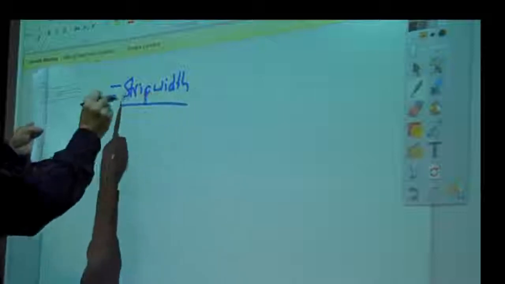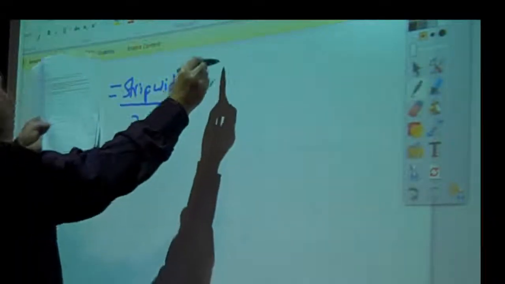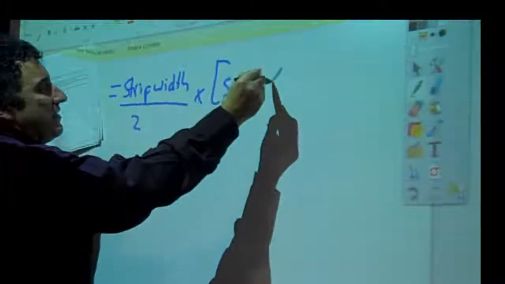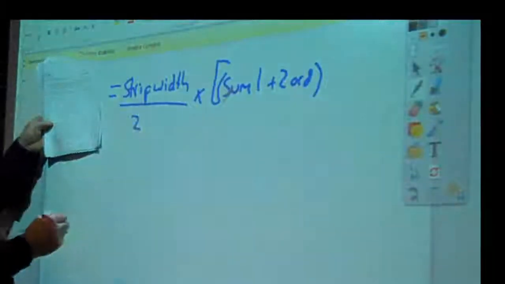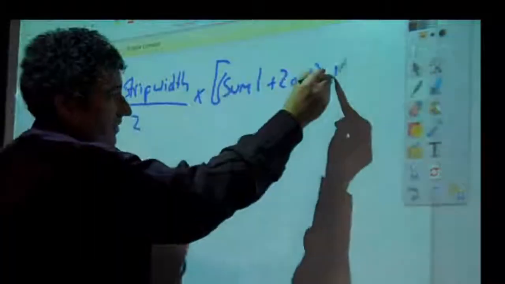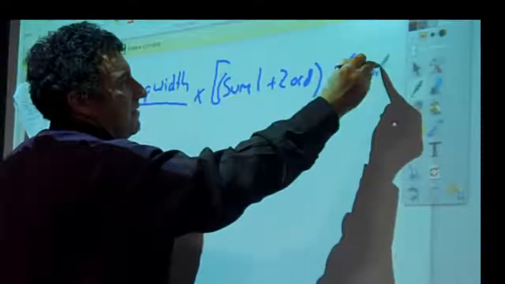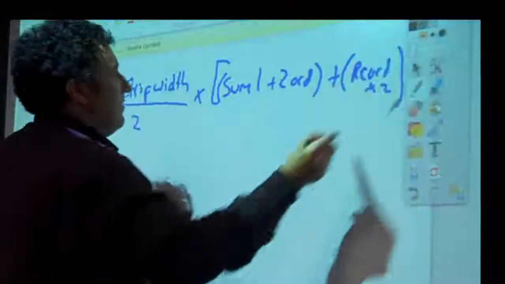So basically what it is, it's the strip width divided by 2 times the sum of the first and the second ordinates, plus the remaining ordinates. I'll just put remaining ordinates times 2, yeah, times 2. Don't forget that 2 there.